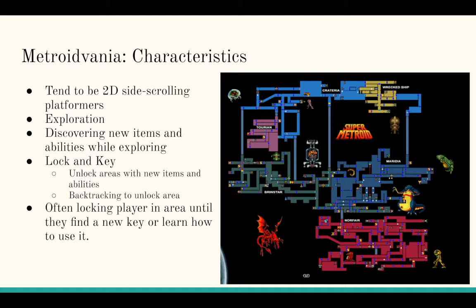So one of the very common things, especially in the game on the right, Super Metroid, is you will come across an area that you can see that you want to get to, and you try to get to it. Maybe you need a high jump, or maybe you need some sort of special ability, but you can't get to it. And so then you have to go somewhere else in the map to find the item, the key that will open up that area.